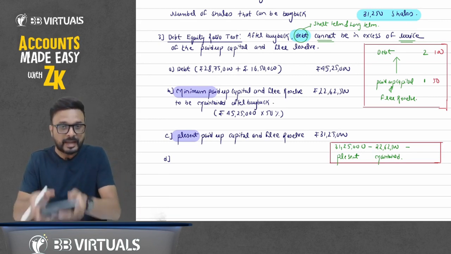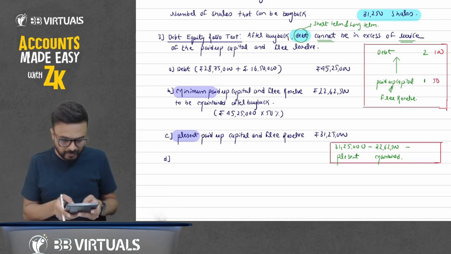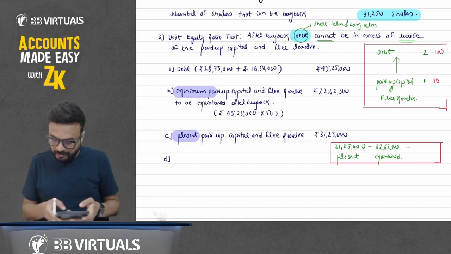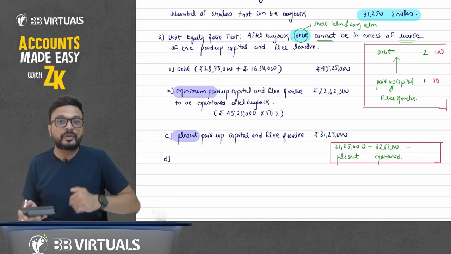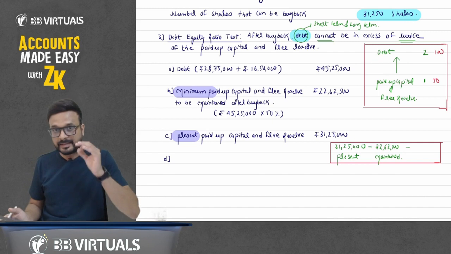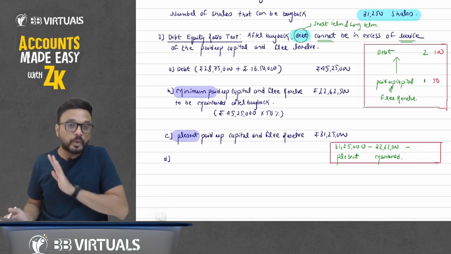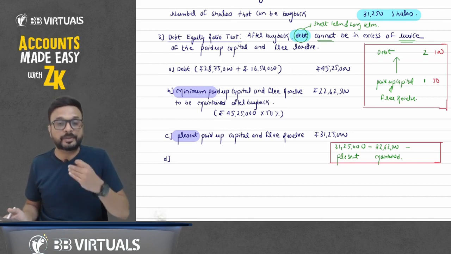So type in your calculator 31,25,000. How much do you have? 31,25,000 minus 22,62,500. So the balance comes to 8,62,500. So we cannot say that 8,62,500 can be utilized for the purpose of buyback. No, we cannot utilize 8,62,500 for the purpose of buyback.